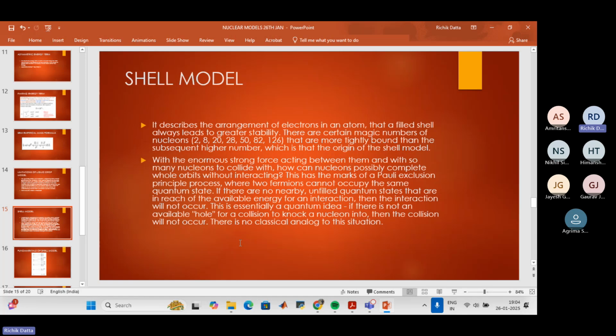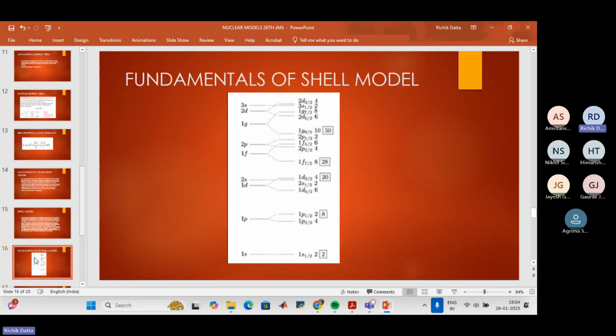Same for the M shell, n equal to 3. This is known as the principal quantum number. So we are describing the shell model concept, the shell structure that you can see.